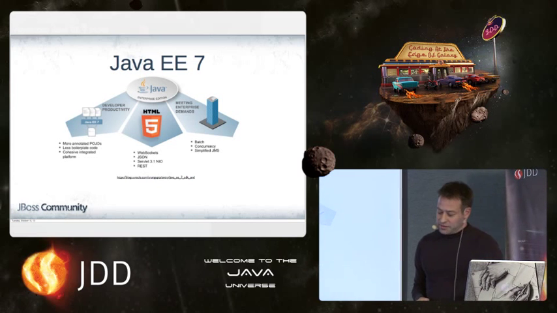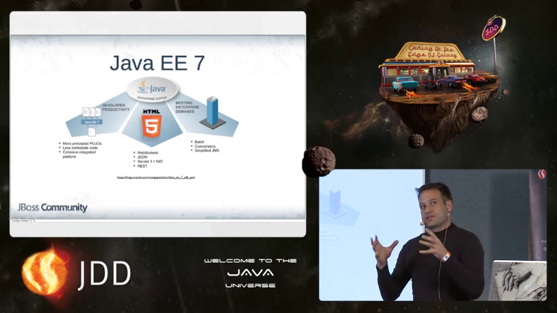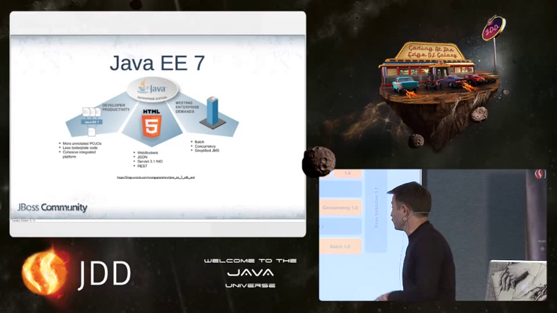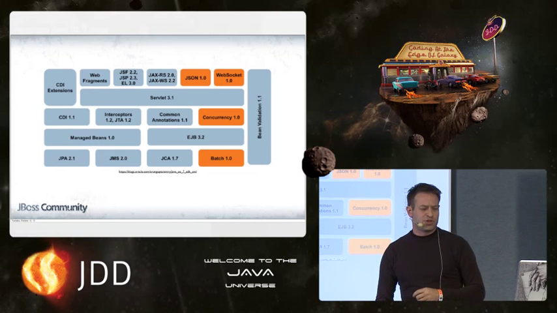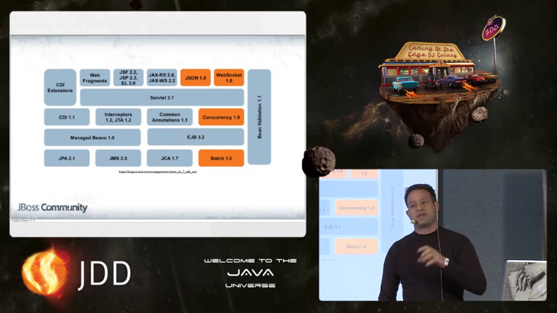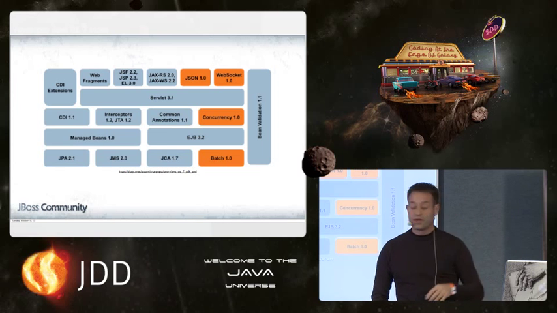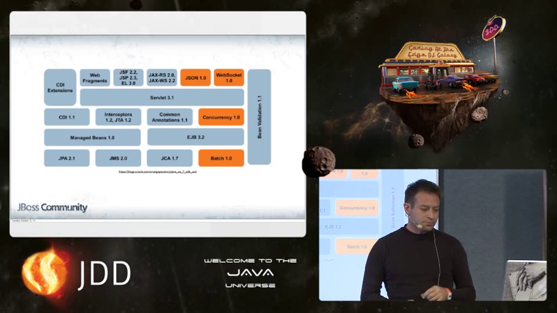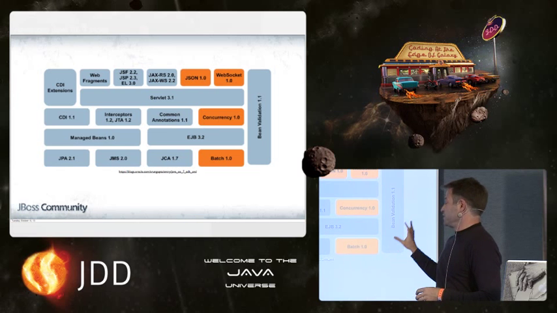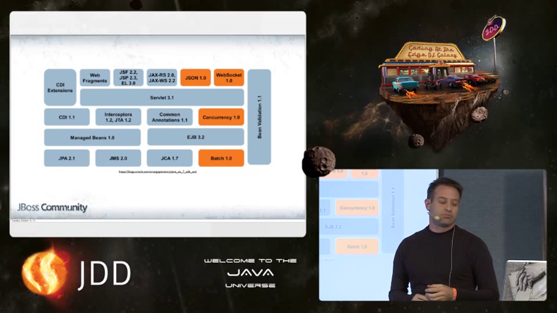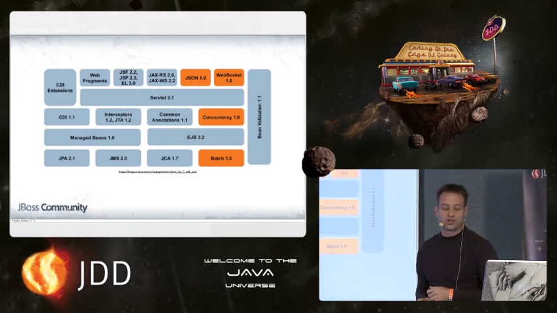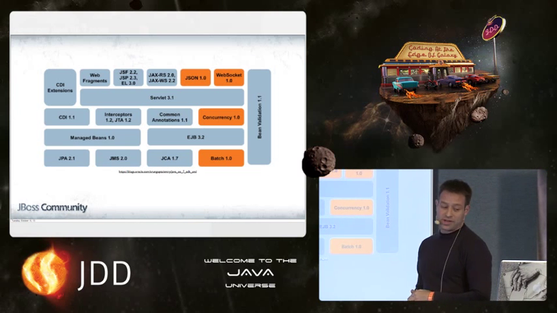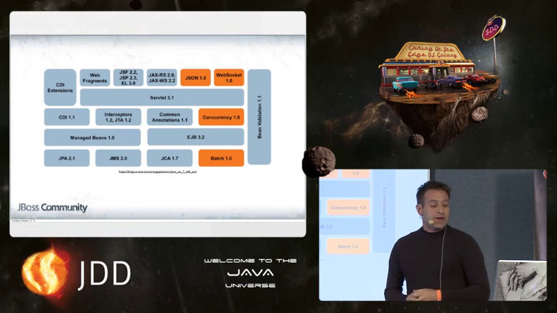And this idea of let's try to combine these different components even tighter. So if you look at the different specifications, I think there's 33 specifications which are part of EE7. And this kind of picture lists them all out. And the orange ones, these are the new specifications or new features, whereas everything else is basically just upgrades or small changes.